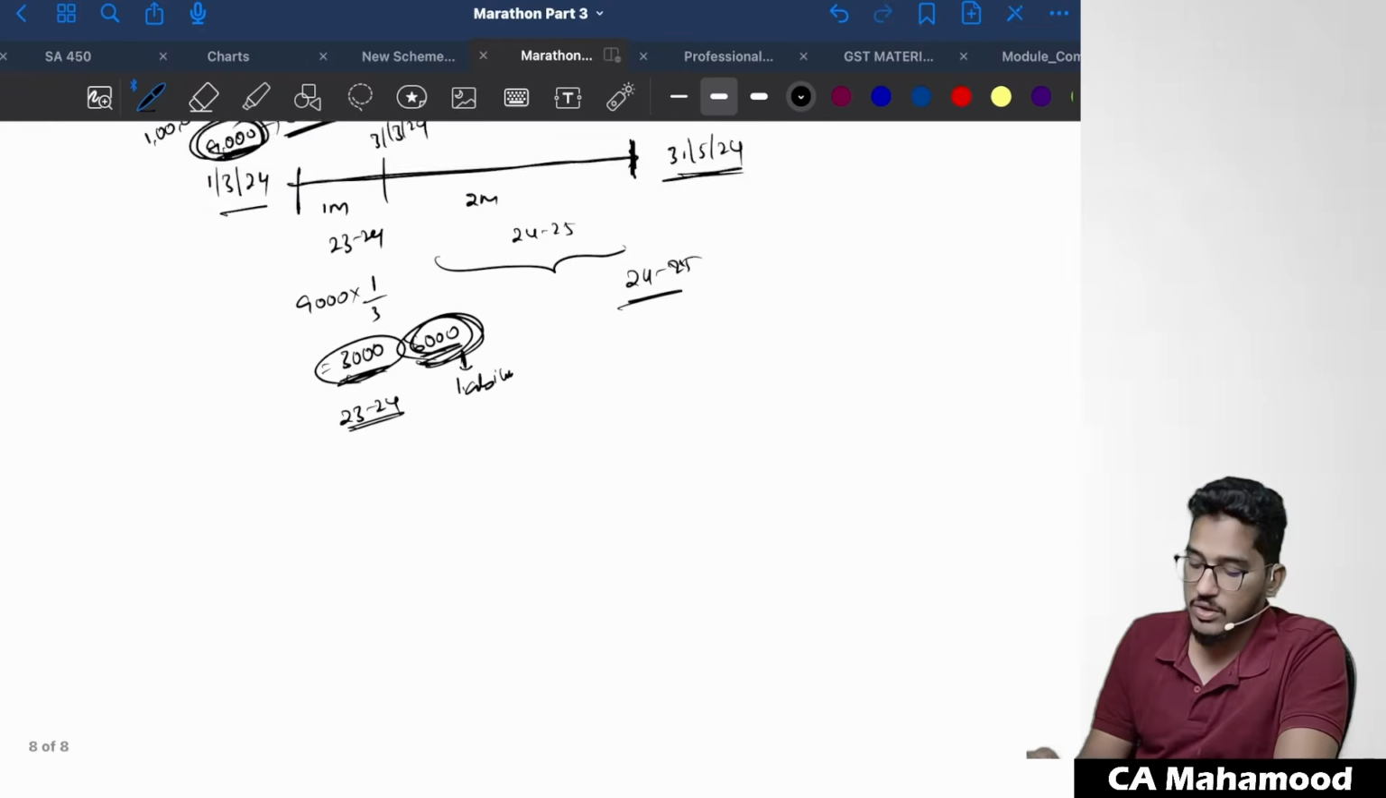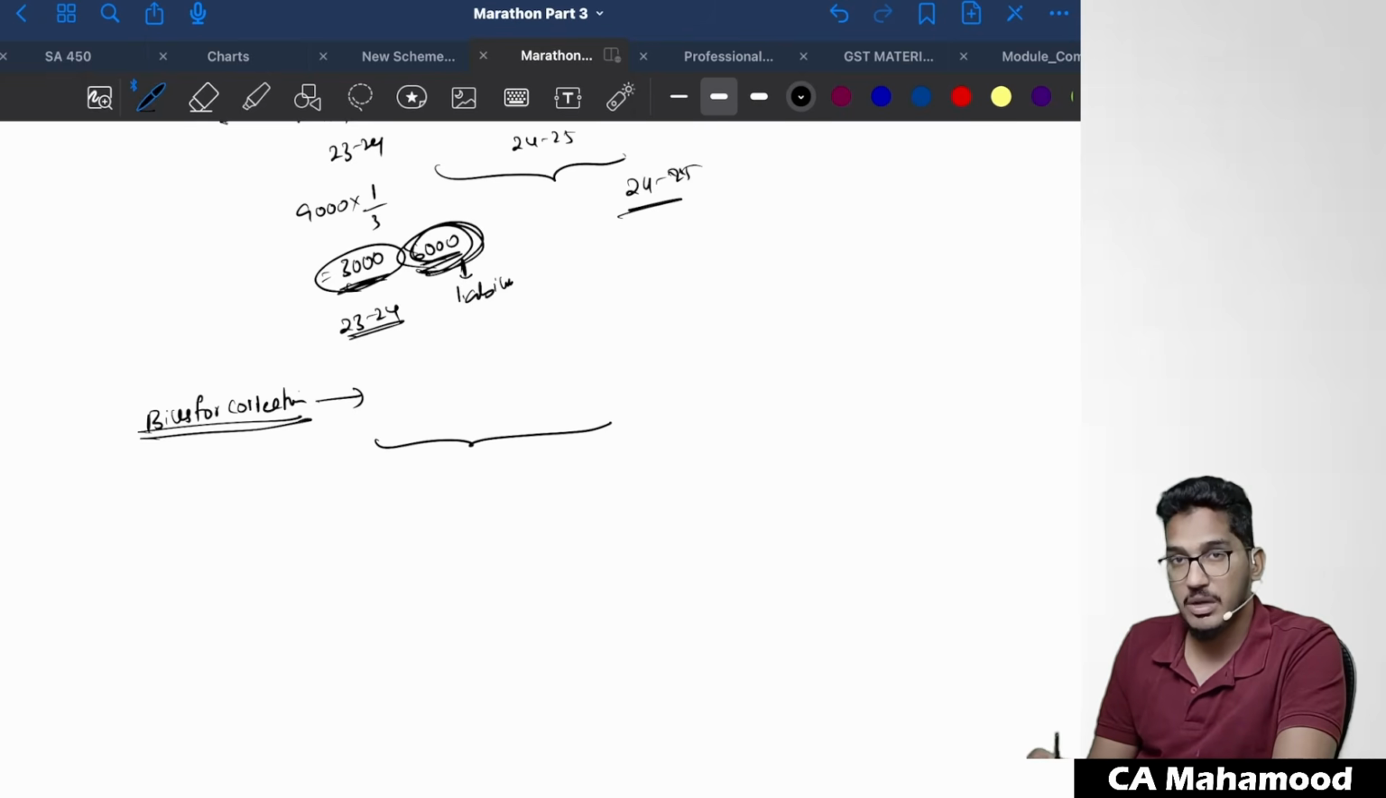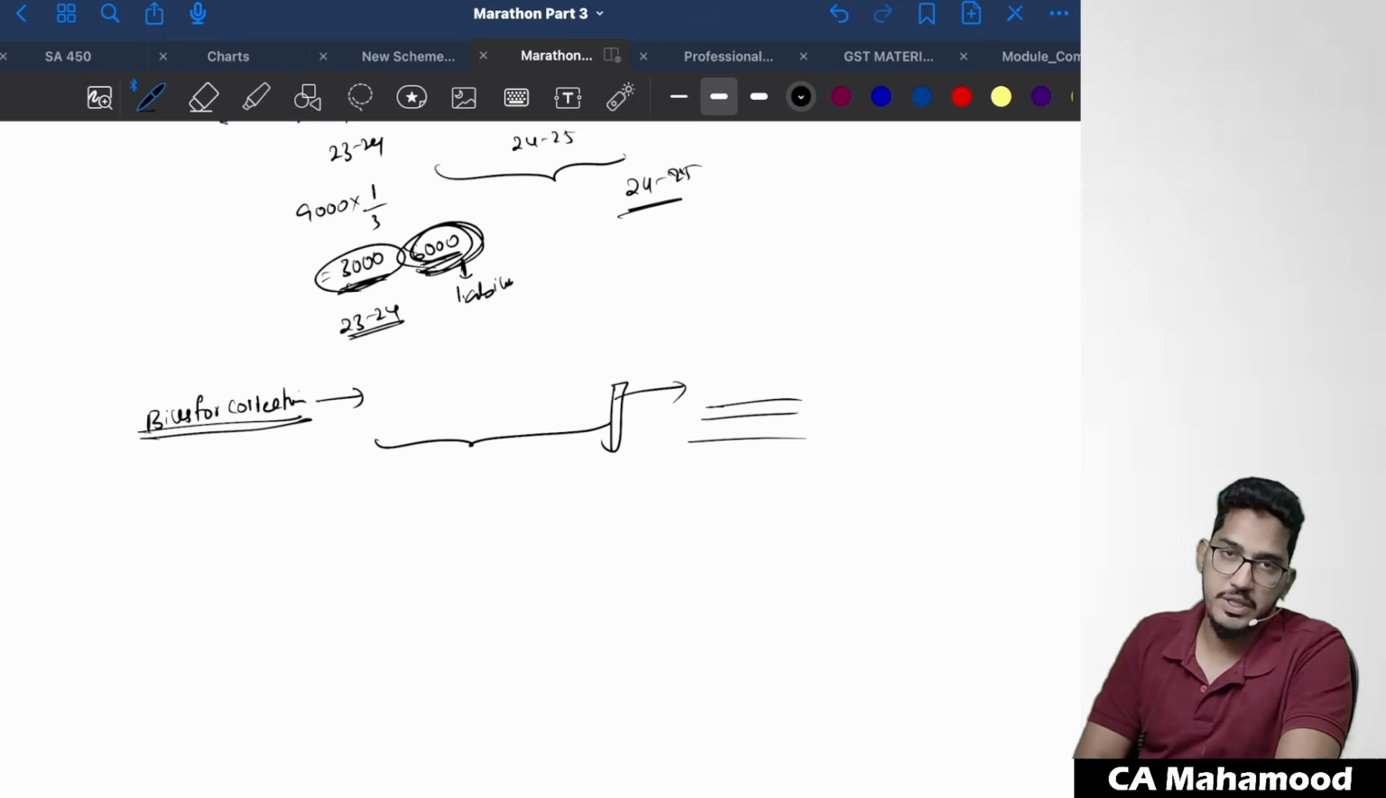Understood? Next, they also talk about bills for collection income. See, bills for collection is not a discounting facility. Bills for collection is not a financing activity. It is an outsourcing activity. So in case of bills for collection, you need not recognize that commission over the tenure of the bill. Whenever you receive that commission, then you can recognize that entire income in the statement of P&L.